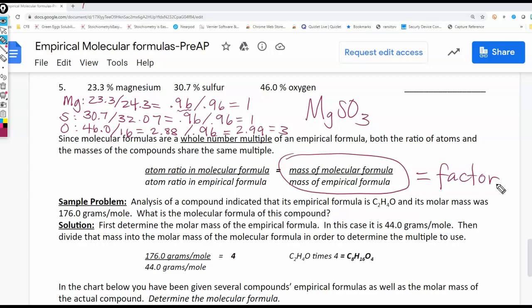So here in this sample problem, our compound has an empirical formula of C2H4O, and it's told that its molar mass was 176 grams per mole. This is of the molecular formula.